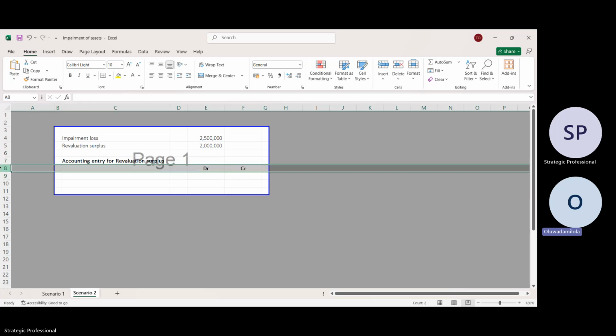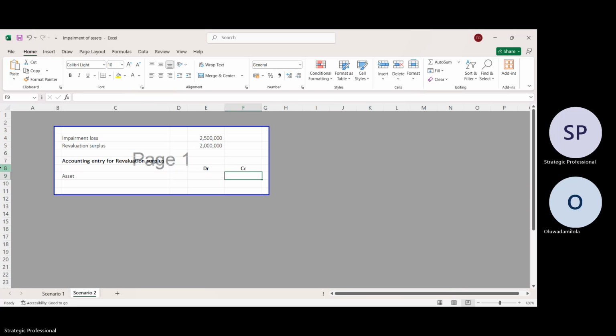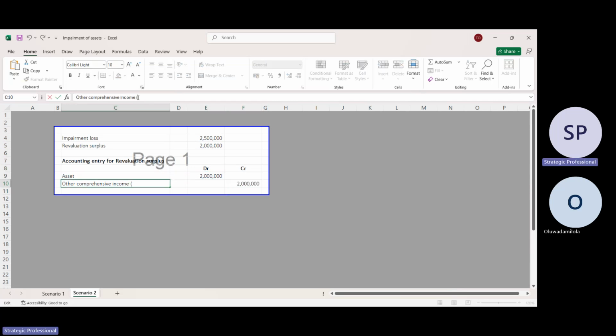Madam Dami, what's the accounting entry of revaluation surplus? We debit the asset account, and I think we'll credit other comprehensive income, which we will call revaluation surplus. Okay, credit revaluation surplus through OCI. Yes, you are correct. Perfect.